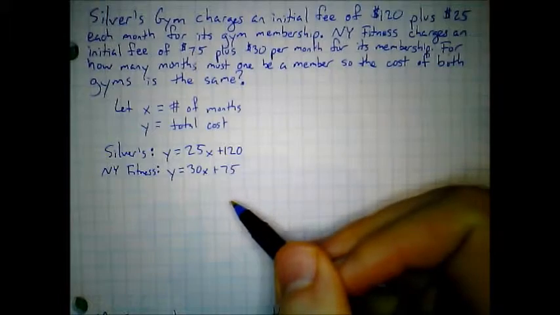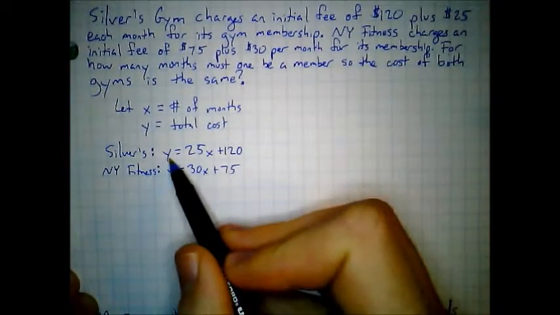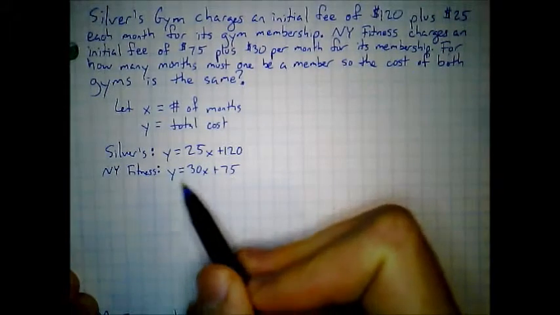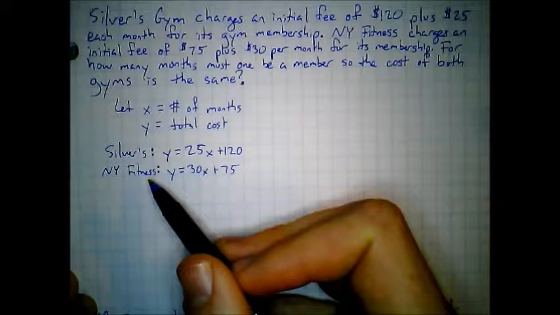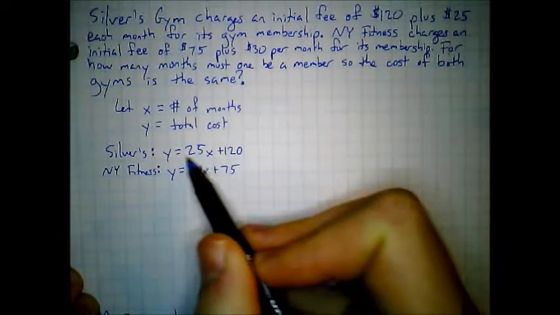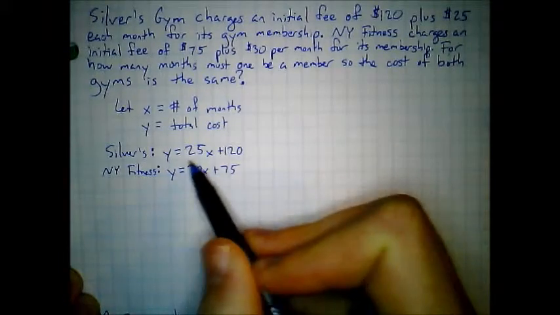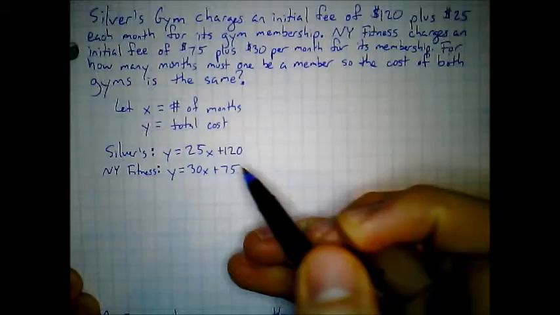Now again, we've been solving systems like this since chapter 4, so we can't forget how to do this. These are both y equals. We have the rule for both of these gyms. So we don't use elimination, we don't use substitution, we use what we're used to using. We know what y equals in both of these. The rule for our first equation is 25x plus 120. The rule for our second equation is 30x plus 75.